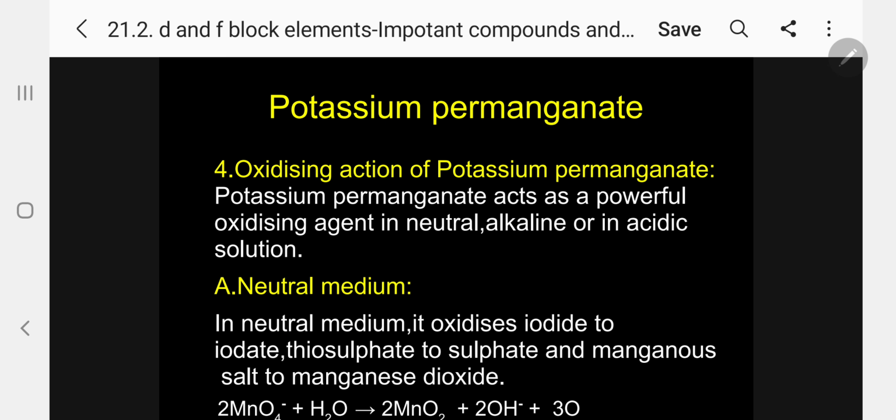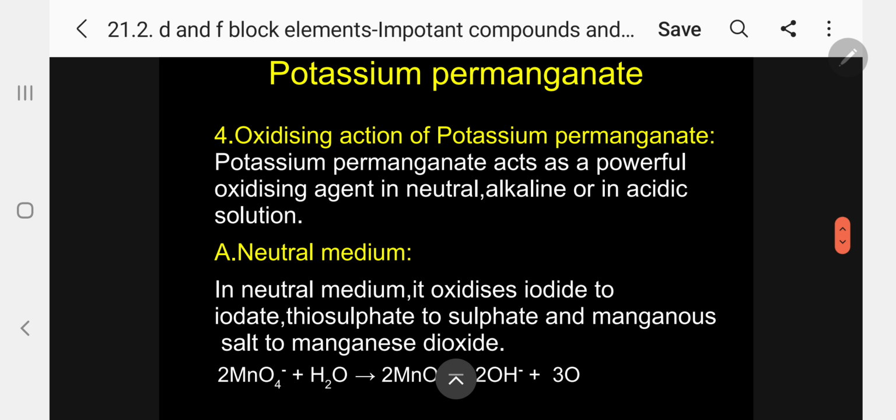Oxidizing action of potassium permanganate. This is the most important thing we must know. Potassium permanganate acts as a powerful oxidizing agent in neutral medium, in alkaline medium and in acid medium. Because in alkaline and acid medium, potassium permanganate will behave in a different way, so the equivalent weight will be different. That is the most important feature of potassium permanganate.